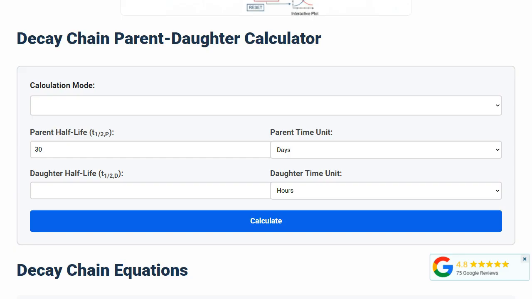The calculator will determine the equilibrium type based on the half-life ratio, compute the time required to reach various equilibrium percentages, and display the activity ratio as a function of time. Review the results to see the equilibrium classification, characteristic times, and graphical representation of how activities evolve.